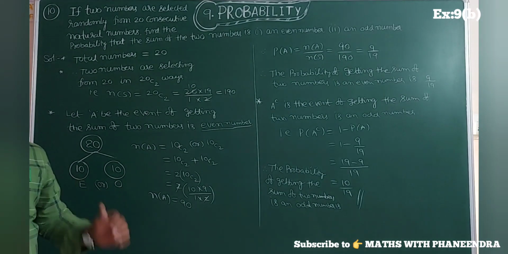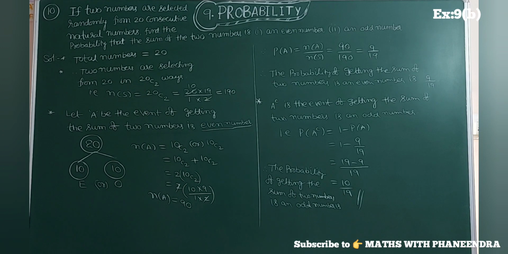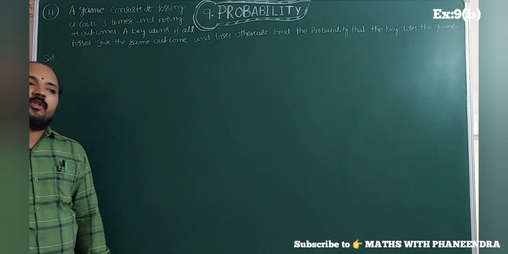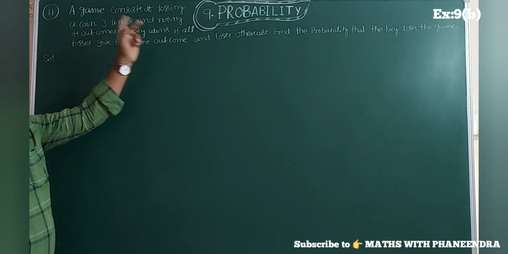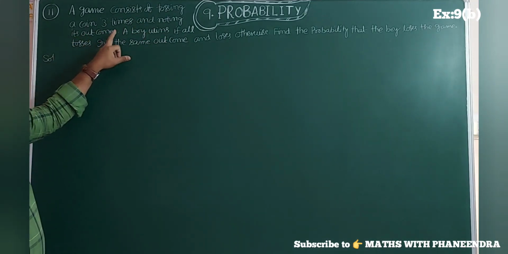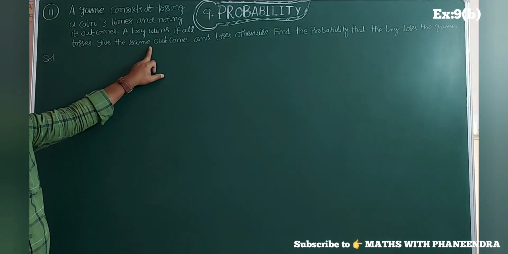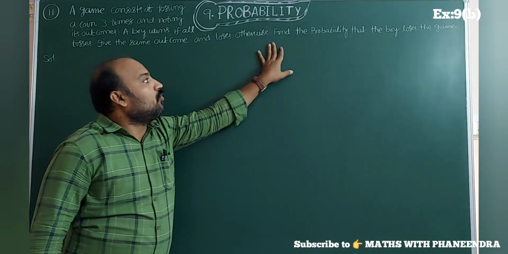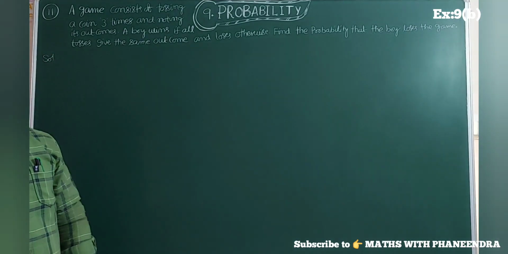We'll move to the next question, dear students. The next question. A game consists of tossing a coin 3 times and noting its outcomes. A boy wins if all tosses give the same outcome and loses otherwise. Find the probability that the boy loses the game.